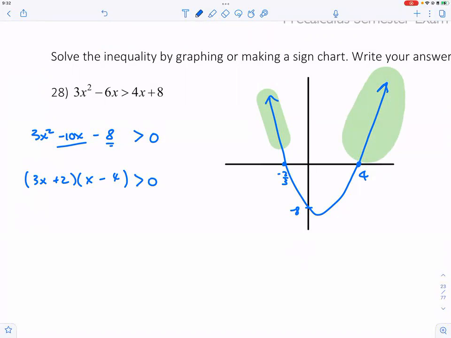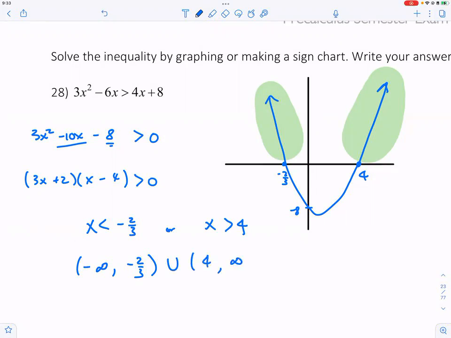So what are the solutions that would make the inequality true? Then we say, well, we want x less than negative 2/3, and x greater than 4. But with interval notation, we will say from negative infinity to negative 2/3, union 4 comma infinity.